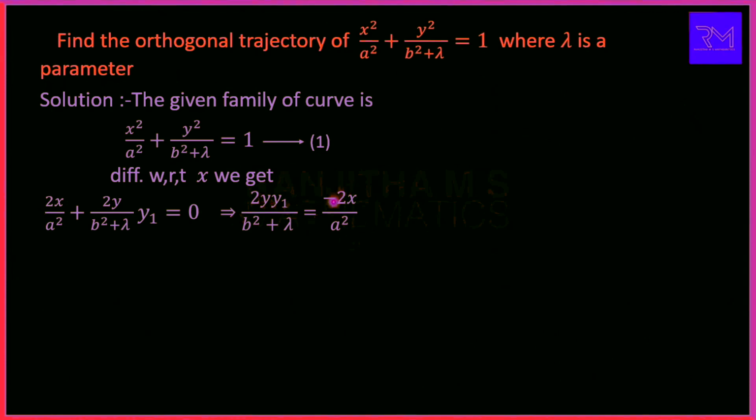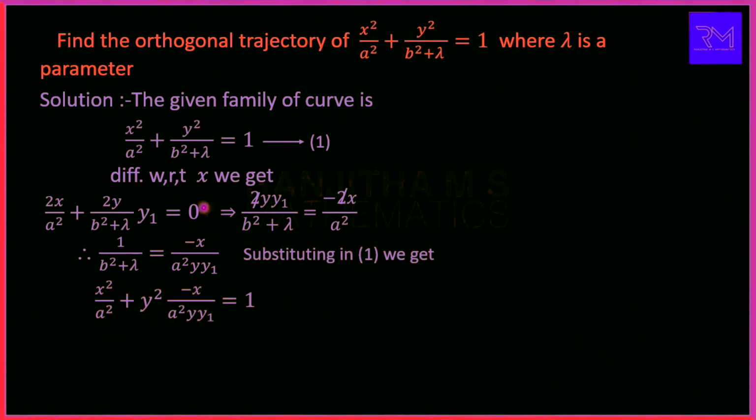Here 2 gets cancelled. We have to eliminate this lambda value. For that, we have to obtain 1 by b square plus lambda. Taking 1 by b square plus lambda means we take this value to the right hand side. We get 1 by b square plus lambda, which is equal to minus x divided by a square into y1. Now we can substitute this value in equation number 1. We get x square by a square plus y square into 1 by b square plus lambda, which is minus x by a square into y1, equal to 1.